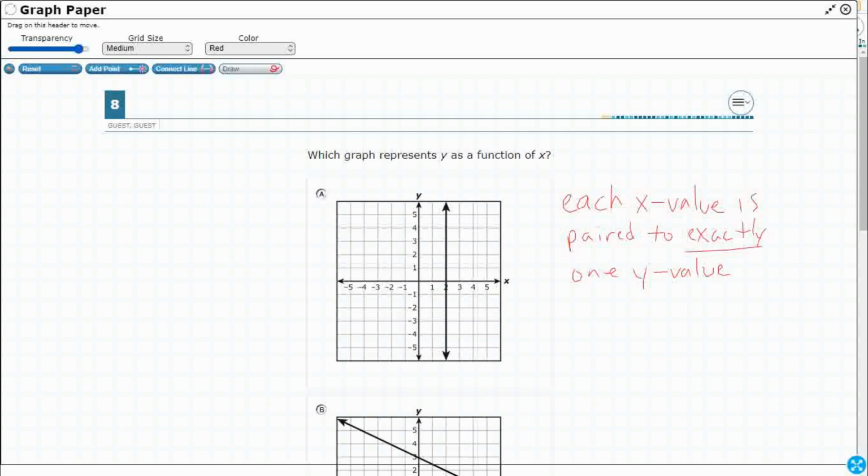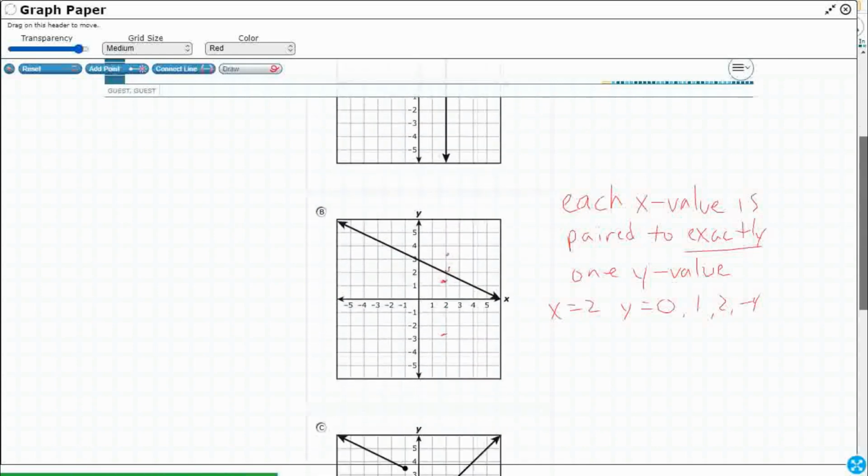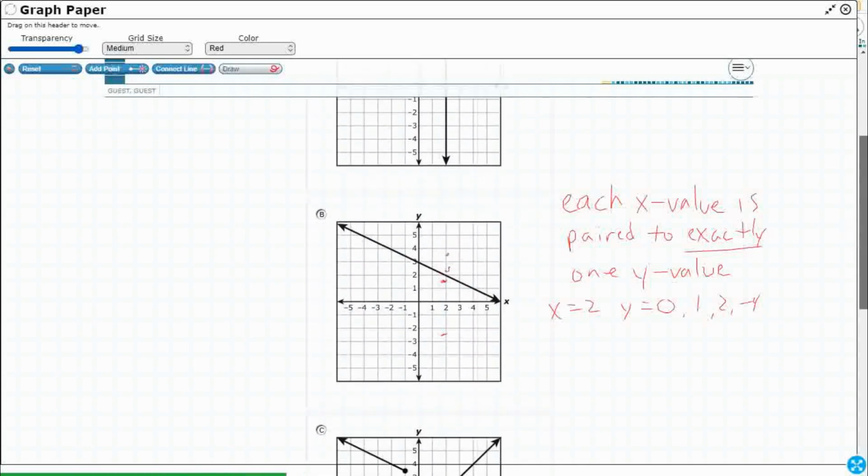So if we take a look at this A, let's take this x of 2, so x equals 2, y equals, look, y can equal 0, y can equal 1, y could equal 2, y could equal -4. Okay, so definitely not A. A is the exact opposite of a function, right? If we had a straight line going left and right, that'd be perfect. So definitely not A, okay?